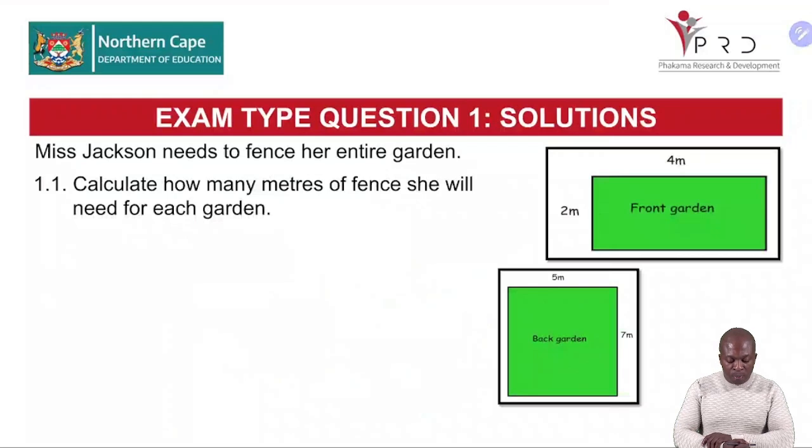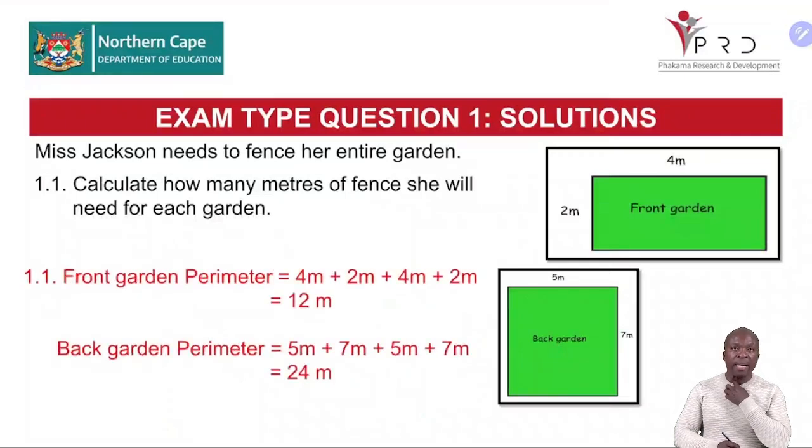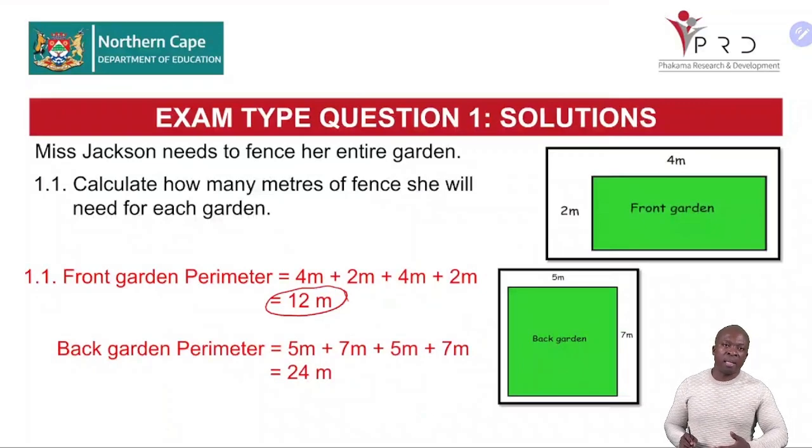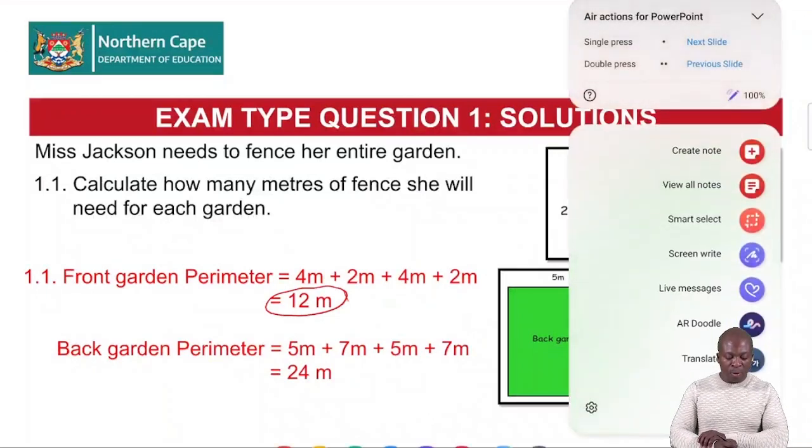We want to continue. Calculate how many meters of fence she would need for each garden. We've solved this one, but let's go over it again. Remember, the first one, the perimeter. How do we know it's a perimeter? Like I was saying, in the exam, the examiner usually says the fence, or the length of the fence. Once we talk of that, you must know we are talking about the perimeter. So we found these already.